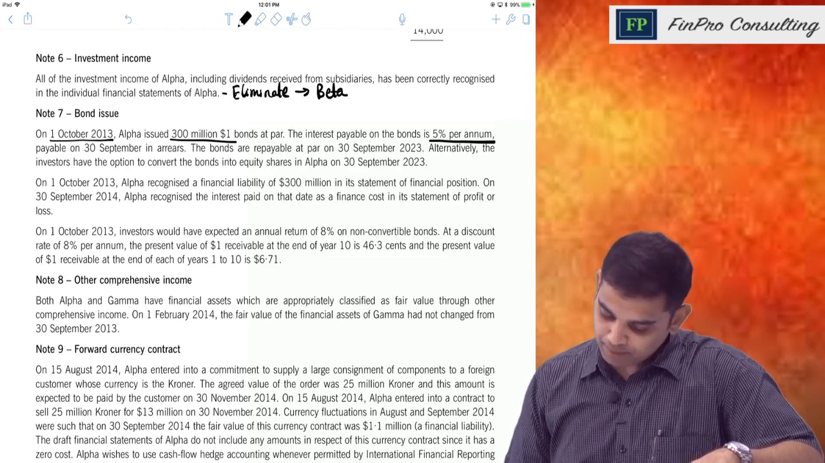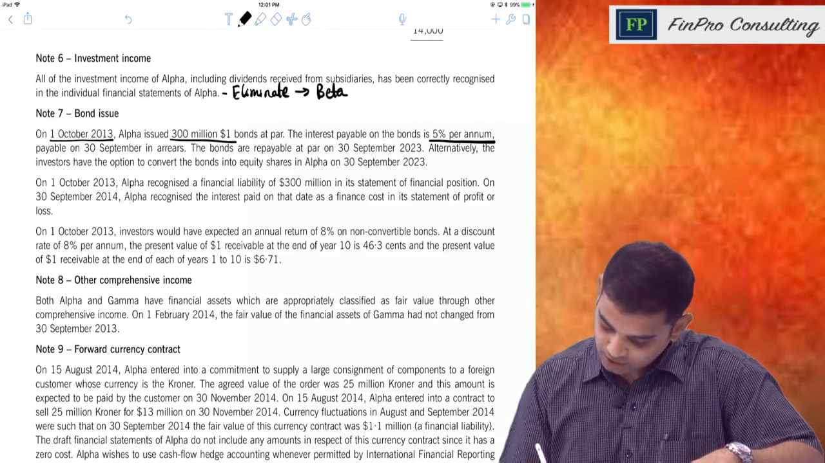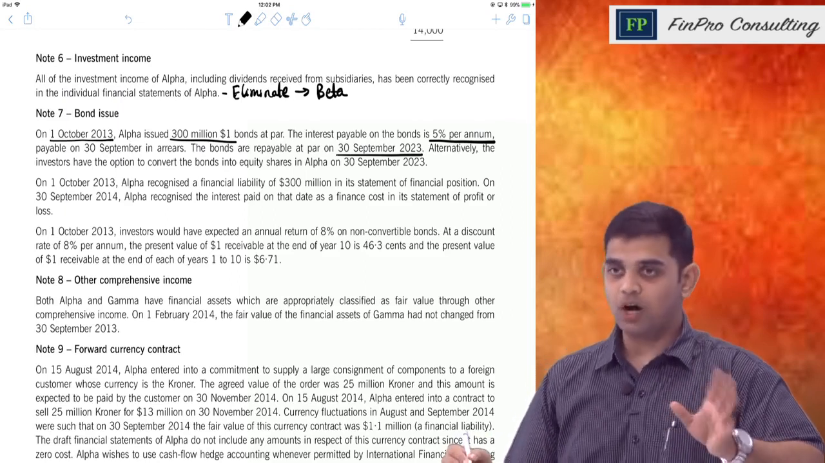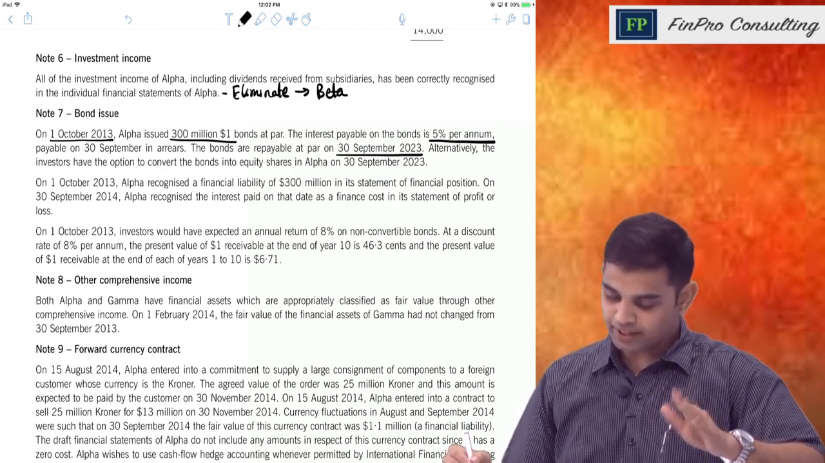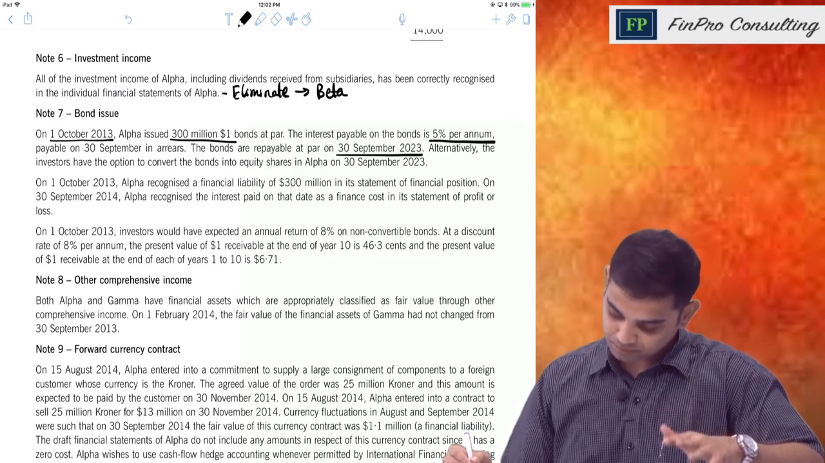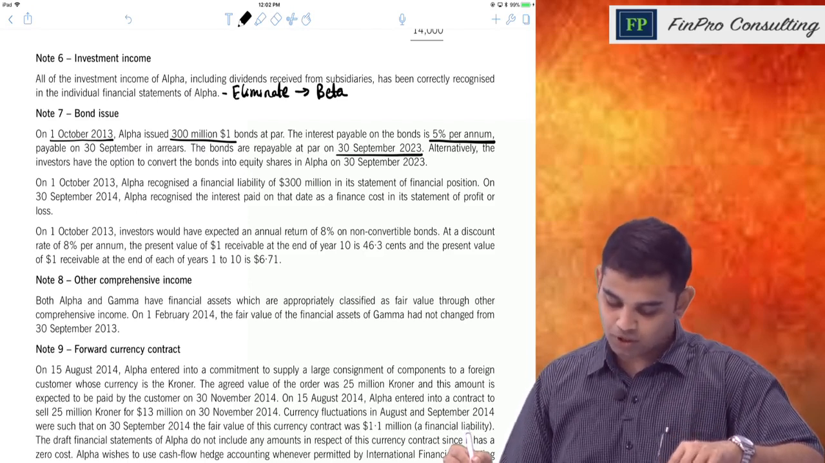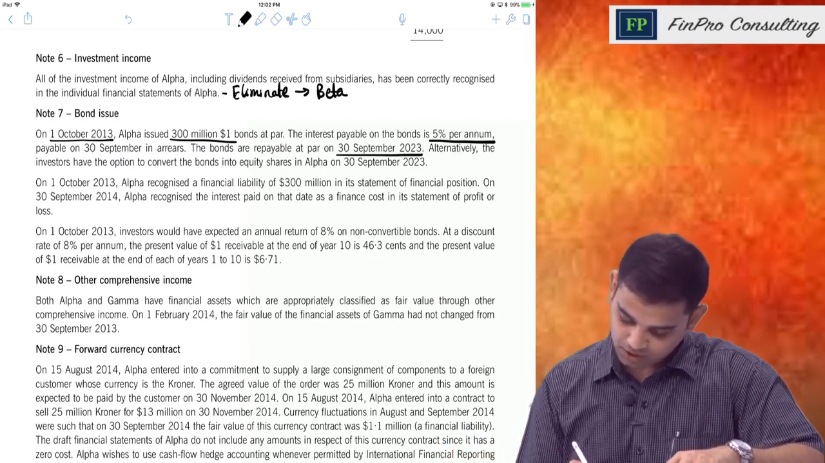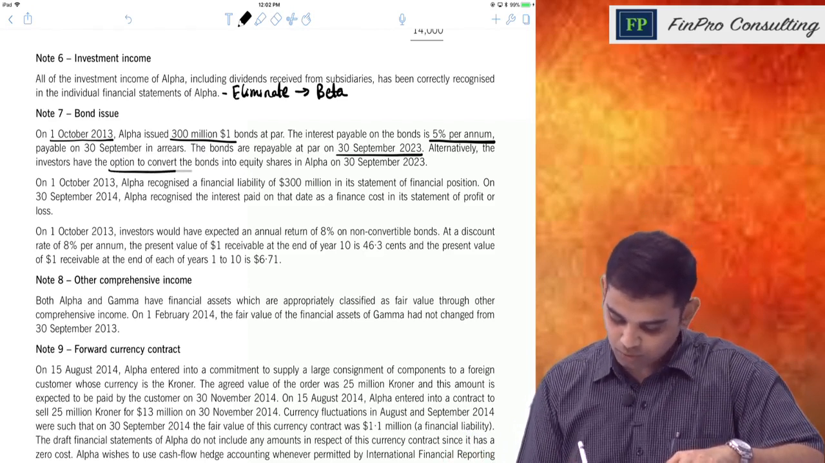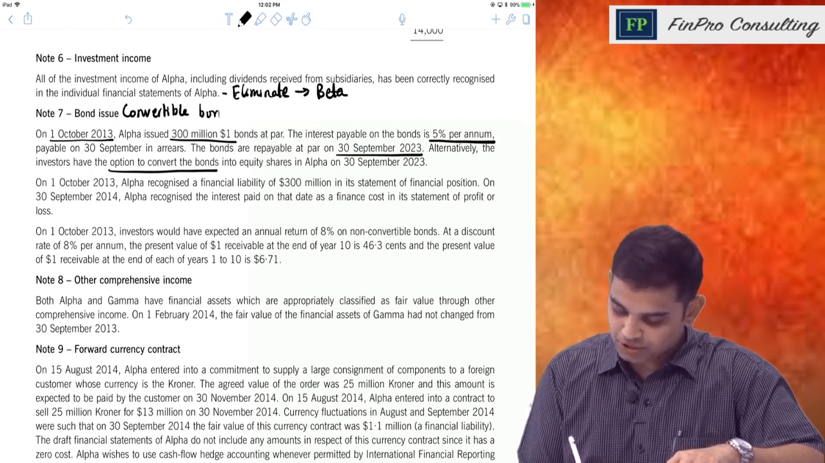The bonds are repayable at par on 30th September 2023. So underline 30th September 2023. So after 10 years, these bondholders will get back their 300 million, and each year they will get 5% interest. Alternatively, the investors have the option to convert bonds into equity shares in Alpha on 30th September 2023. So there is an option to convert bonds. So this becomes a convertible bond. Compound financial instrument again.